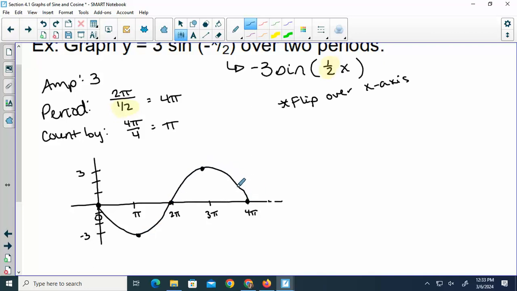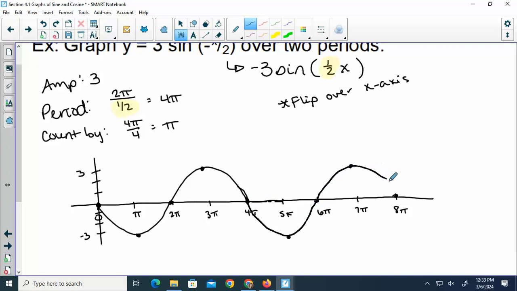A lot of times I'll just ask you for 1 period, but I did ask for 2 on this. How do we get 2 periods? Just keep going. We need 4 more points. We're counting by pi, so 5 pi, 6 pi, 7 pi, 8 pi. So our graph will look like that.